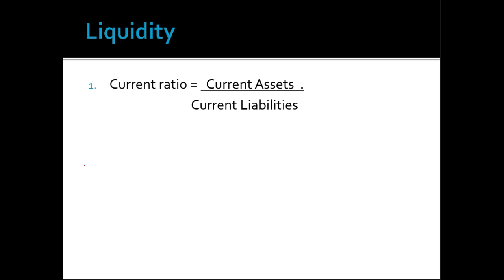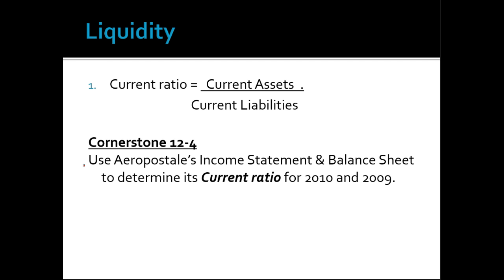All right, so what are those ratios? First one is something called the current ratio, and that is total current assets divided by total current liabilities. In your book, if you're following along, you can see Cornerstone 12.4, and we're going to actually look at Aeropostale's income statement or balance sheet to determine what its current ratio was for the 2 years, 2010 and 2009. Now, if I'm looking for current assets and current liabilities, what financial statement am I going to go to?